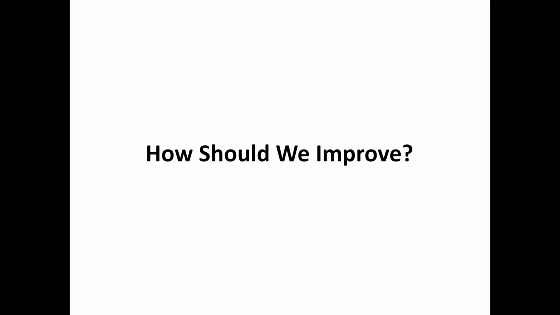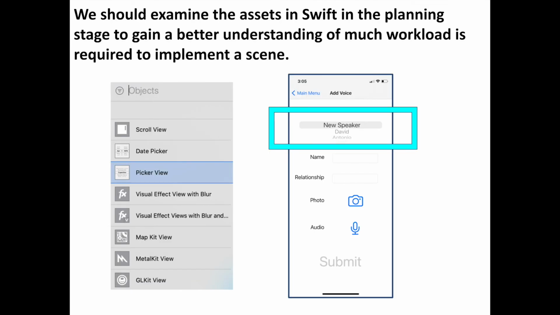So, how should we improve? Remember how our workload increased because we had so many additions that we didn't predict? I believe that we could have avoided this problem if we examined the assets in Swift during our planning stage. That way, we could have had a better estimation of our workload.